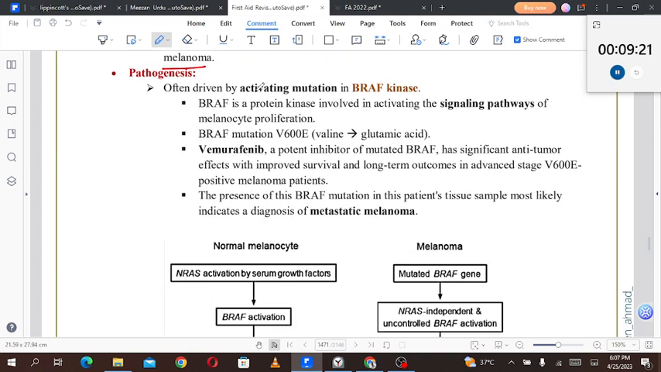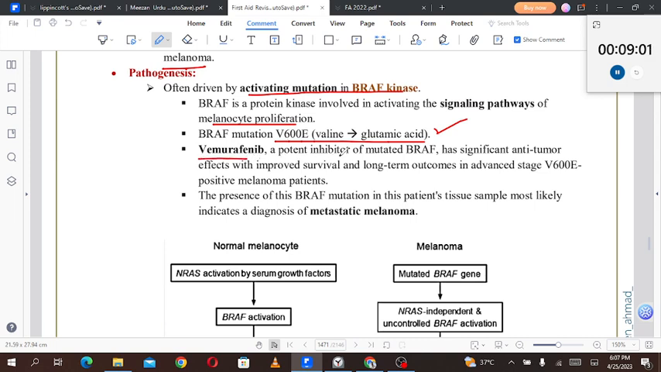Pathogenesis: it is often driven by an activating mutation of the BRAF kinase. BRAF is a protein kinase involved in activating the signaling pathway of melanocyte proliferation. The BRAF mutation is V600E, that is valine to glutamic acid. So valine is replaced by glutamic acid at position 600. V600E mutation in the BRAF.